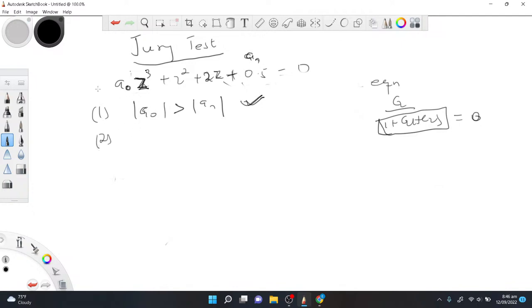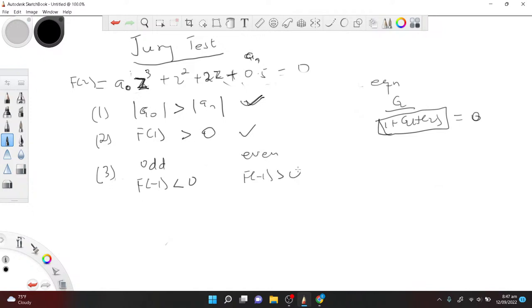Second test: let's say this is called f of z. You do f of 1. It must be greater than 0. If that's the case, that's also right. Then you go to the third test. The third test can be written in different ways based on the book you are using. We say that if the highest power of z in your characteristic equation is odd, then when you do f of negative 1, it should give you less than 0. However, if it is even, f of negative 1 should give you greater than 0.